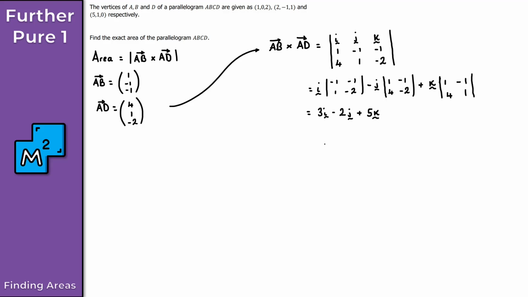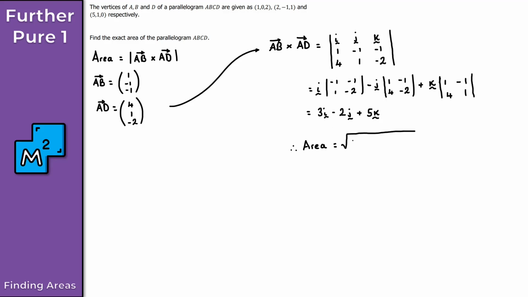Okay, so what I need here is the magnitude of this vector, and I don't need to times it by half, because we have a parallelogram. My first instinct is to always times by half. Obviously, we don't need to do that because we have a parallelogram as opposed to a triangle. So all I need to do is find the magnitude of this vector. So therefore, the area is equal to the magnitude of this vector.